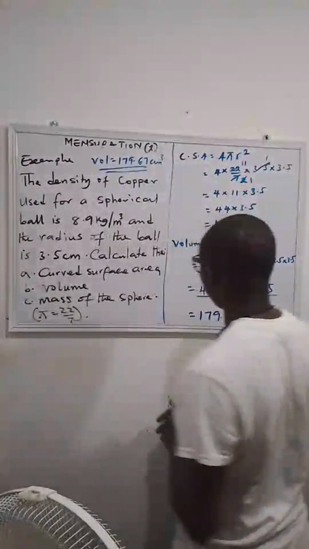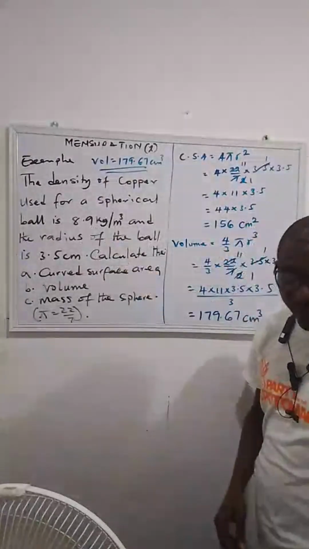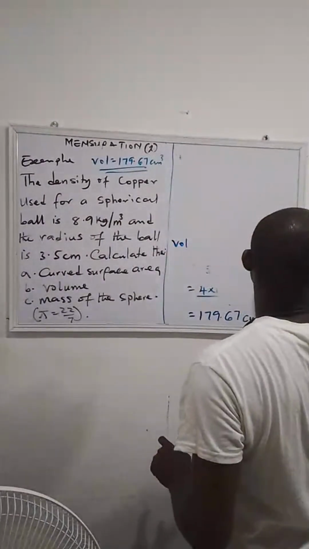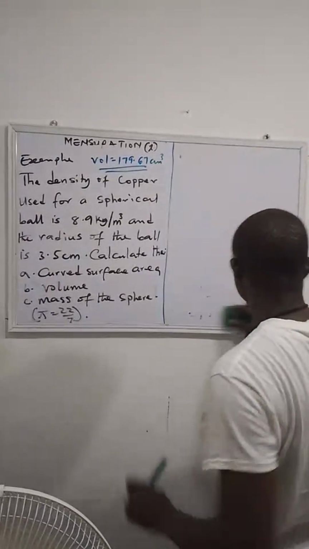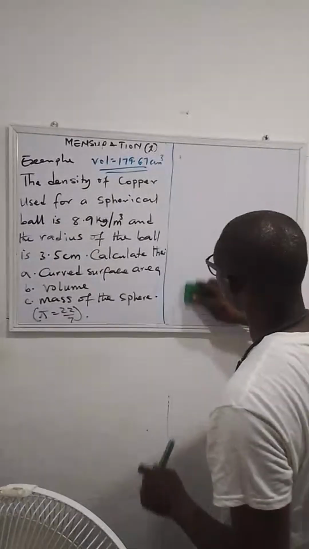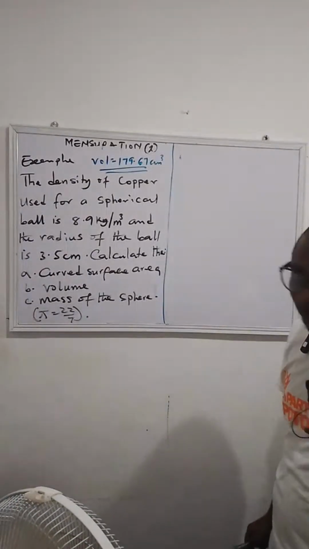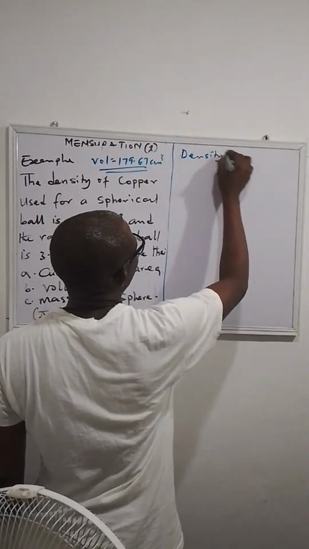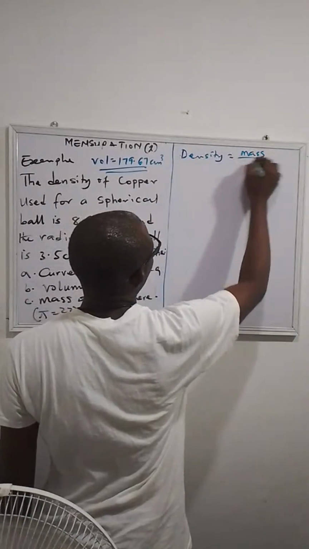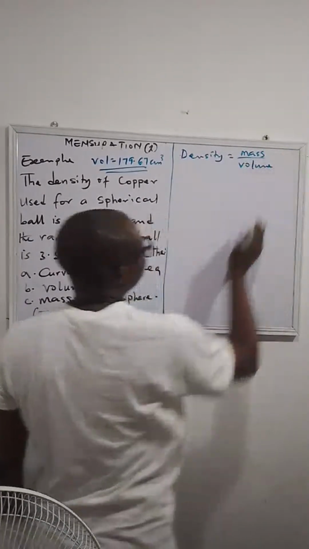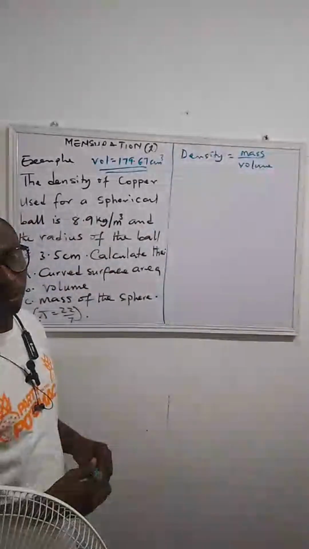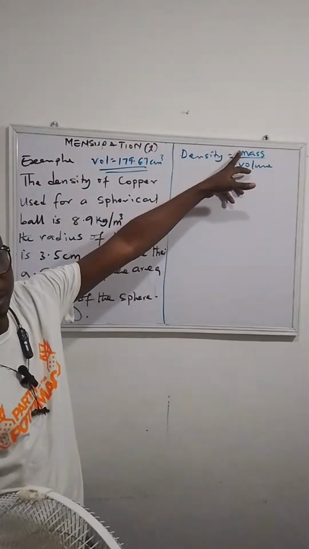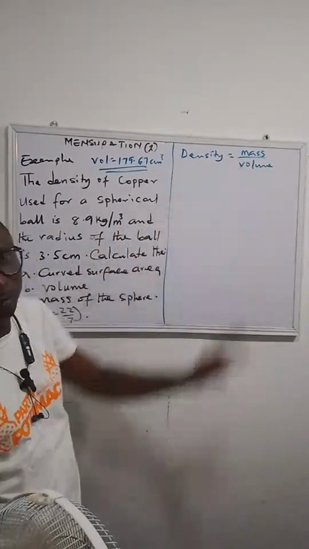Now when you look at the question, they have given one parameter here. That is the density. So I need to know the formula for density. Density is mass over volume. That is the formula for density. So density equals mass over volume. So you can write this formula down in your jotter. So you take note of it. The formula for finding density of a material is mass of the material over the volume. So that gives you density.